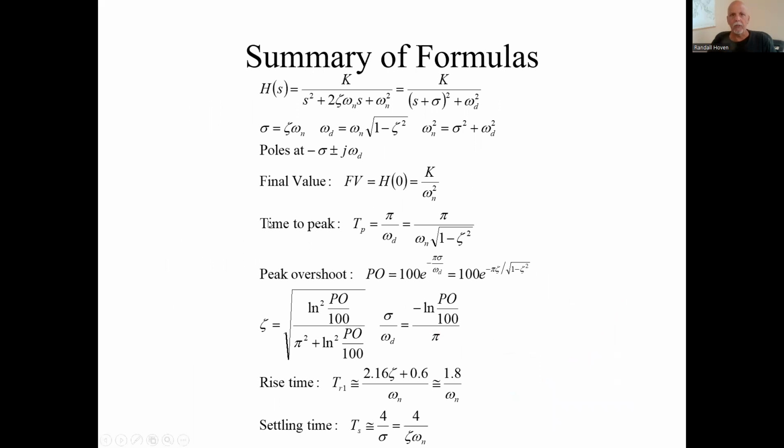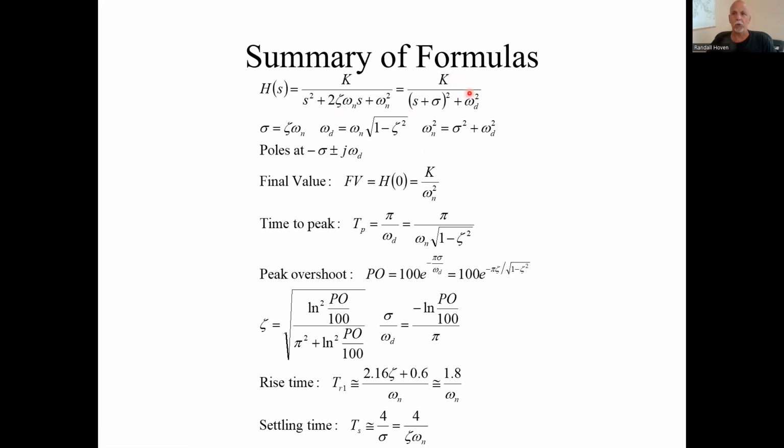What we end up with is a bunch of formulas to put on a formula sheet, which I let my students use for homework and exams. These first couple lines are just a way to relate these two sets of parameters, where we could have the transfer function either in terms of damping ratio and natural frequency, or in terms of basically pole location. Minus sigma is the real part of the pole, and omega sub d is the imaginary part of the pole.